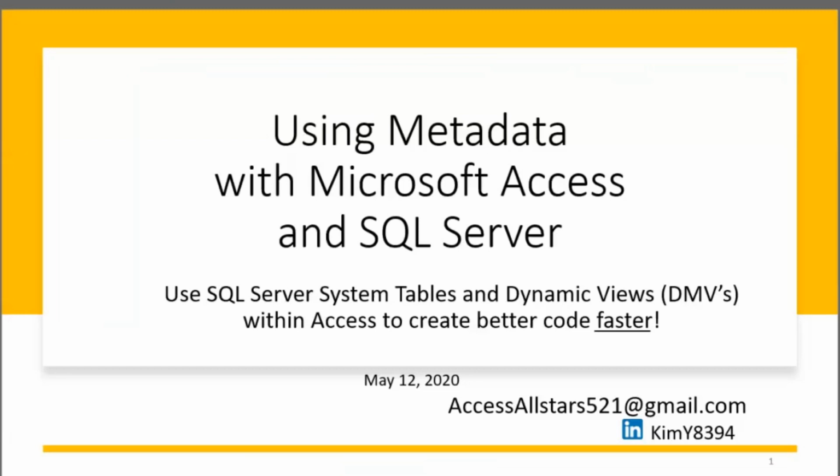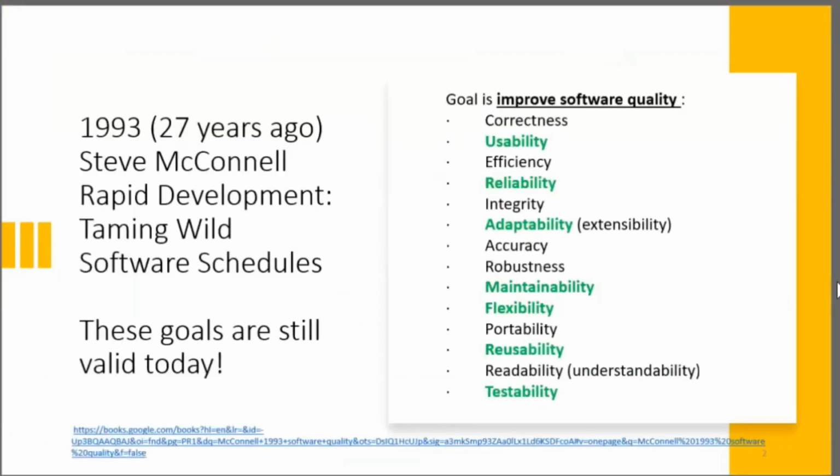So first, if we think about technology, back in 1993, 27 years ago, the goal has always been to improve the quality of the product we produce. And at this stage of programming and technology, a lot of what we do is very repetitive. We do it over and over and over again.